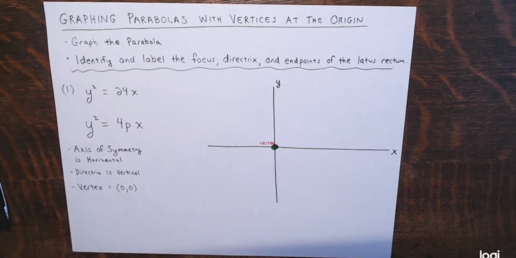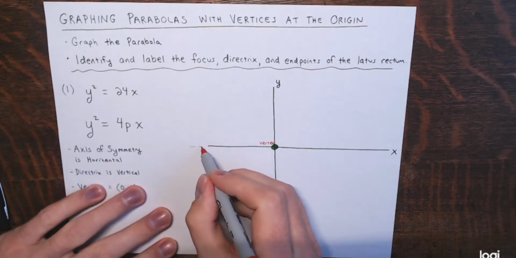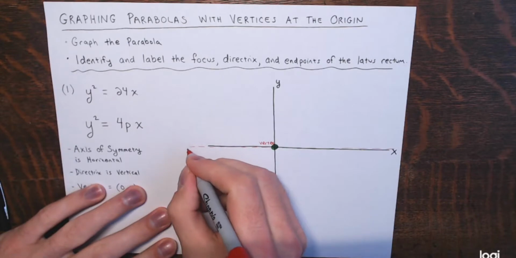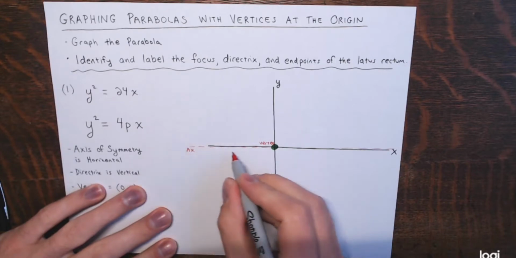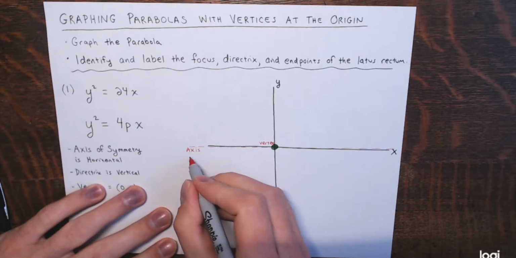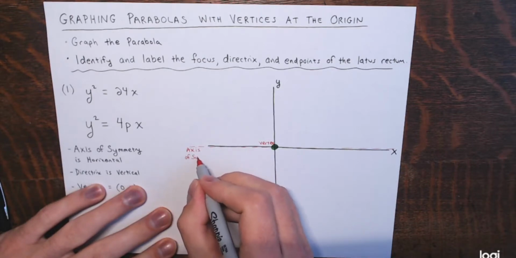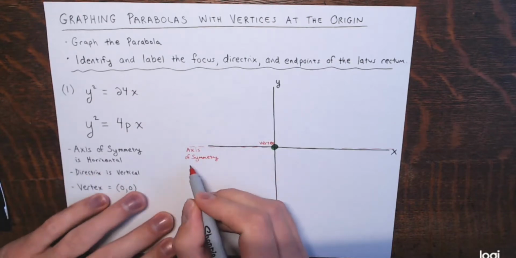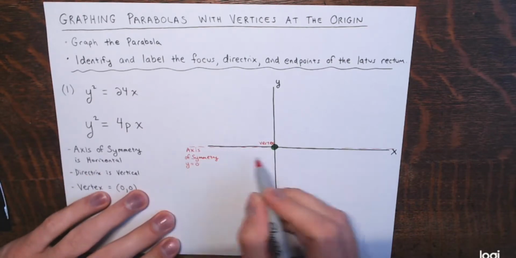The axis of symmetry is going to be horizontal. Now I know they didn't say label it, but I'm going to. So remember, the axis of symmetry contains the vertex, right? It will cut the parabola in half. And the axis of symmetry is y equals 0. It's the x-axis.